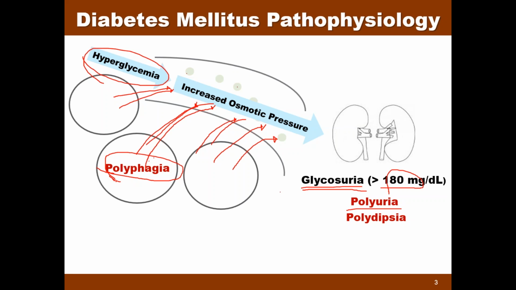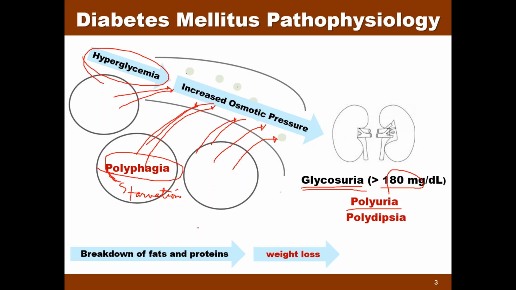Now with the cells in a state of starvation, the body thinks that it's hungry because it's missing the glucose. So what the body will do now is to start converting your fats and proteins into glucose in a process known as gluconeogenesis. With gluconeogenesis, which is the breakdown of fats and proteins into glucose, that leads to the patient's weight loss. And lastly, the development of ketosis, or the production of ketones.